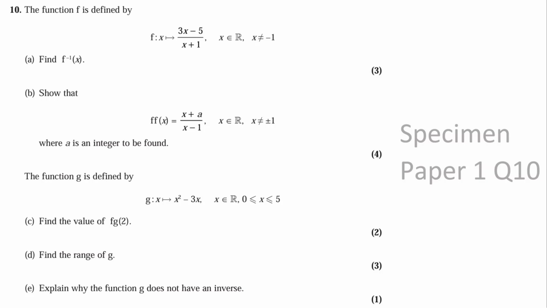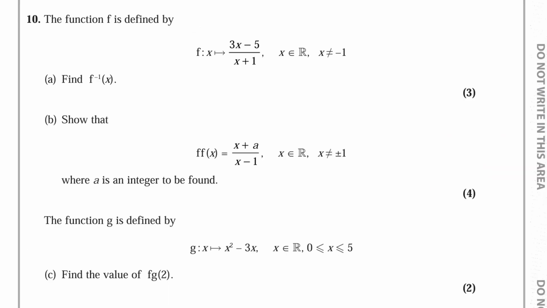So if you want to have a go at it first, pause the video, have a go, and I'll go through the answer now. Okay, so for this question, we're told the function f is defined by this here, where we can say that f of x is equal to 3x minus 5 over x plus 1. And for part A, we need to find the inverse function of f of x for 3 marks.